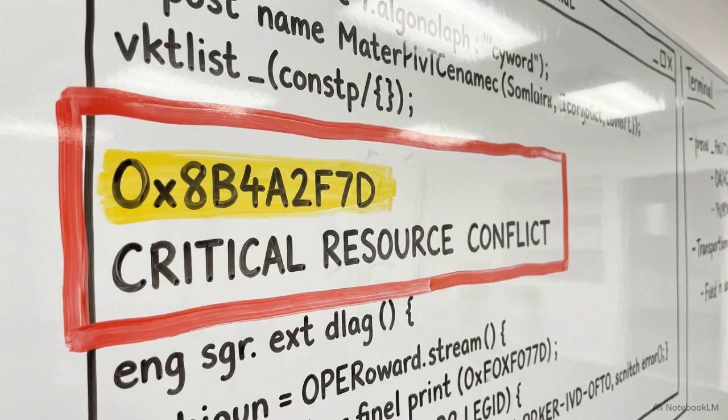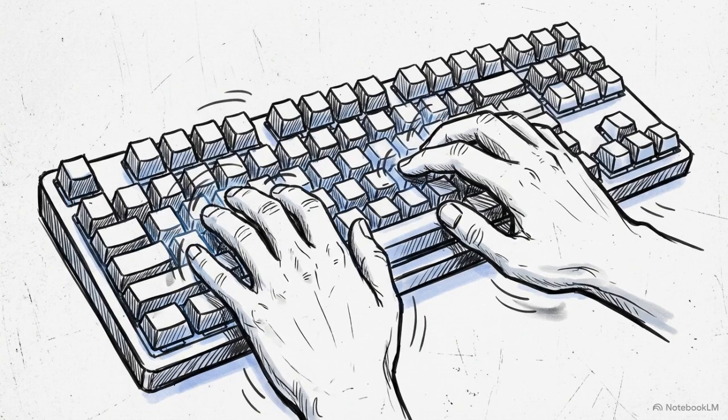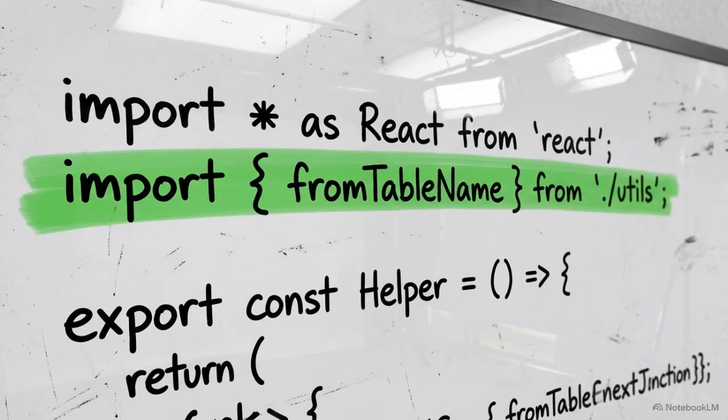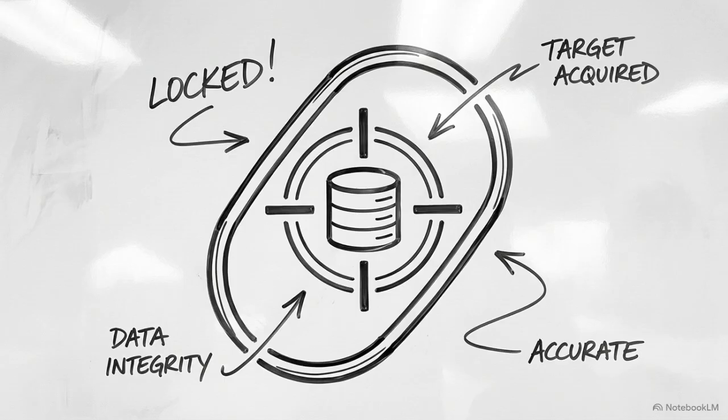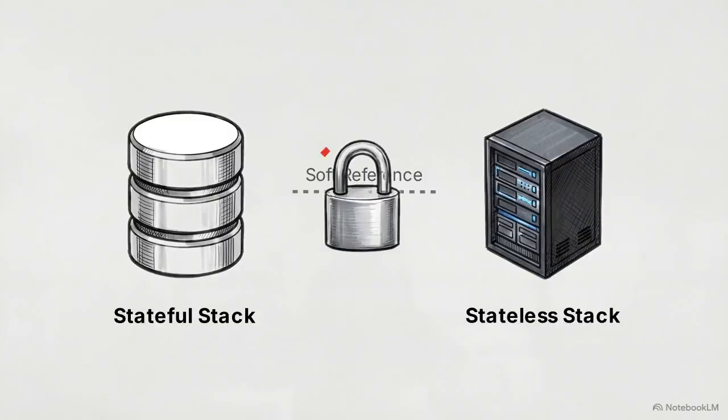If it detects an orphaned export reference that is still in use by an active stack, it halts the entire process and throws an error to prevent the dependent service from breaking. Engineers resolve this by explicitly defining the dependency order in their code. Using methods like add dependency, they force the deployment engine to strictly sequence the creation and teardown of specific stacks. Alternatively, developers use static helper imports. By importing a resource directly by its known name, like from table name, they pass the necessary reference between stacks without generating a hard, unbreakable link in the CloudFormation template.